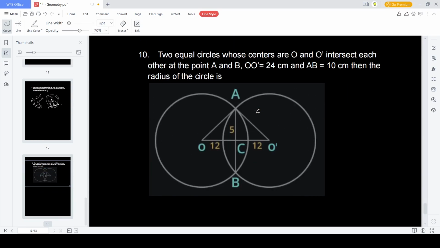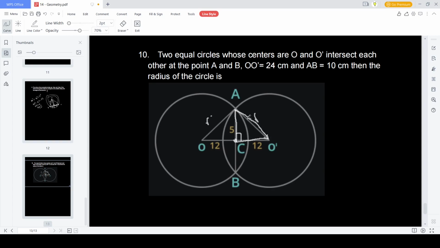Last question. Two equal circles whose centers are O and O dash intersect each other at points A and B. OO dash is 24, AB is 10. So this is 10. Then the radius of the circle. We'll call this R. We'll call this R. If this whole thing is 10, this thing will be 5, right? So this thing is 5. This thing is 12. We have to find this.